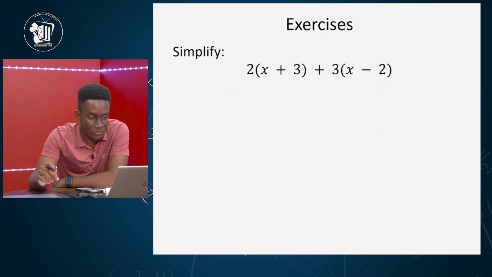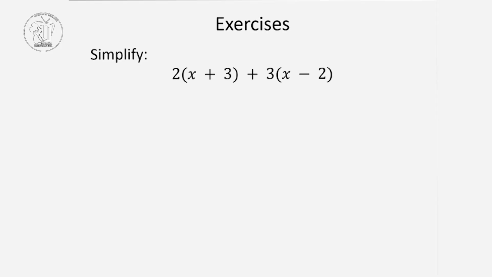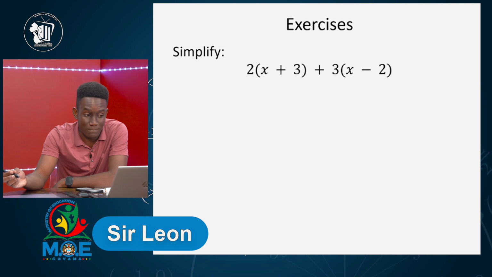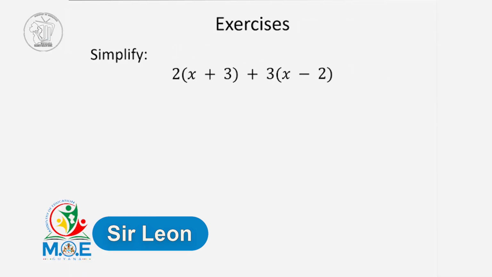So let's proceed to this example. We have to simplify this. We have 2 open bracket x plus 3 close bracket plus 3 open bracket, x minus 2. And we want to simplify this. So once again, we have to distribute in order for us to remove the bracket, and then we put the like terms together. So we distribute here.